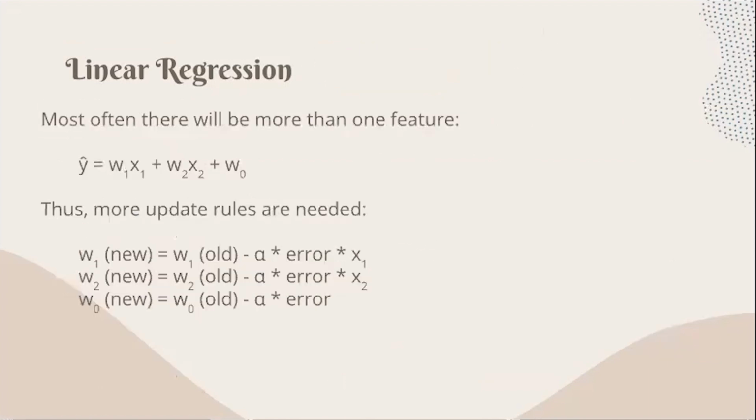More often than not, there will be more than one feature. Going back to my house example, you cannot solely predict the price of a house based on just the square footage. You need to take into consideration many other factors or many other features. So here is how you would hypothetically update for models that have more than one feature. It's the same thing as before, except you're going to use your new features, and your x2 always matches up with your weight 2, and your x1 always matches up with your weight 1.